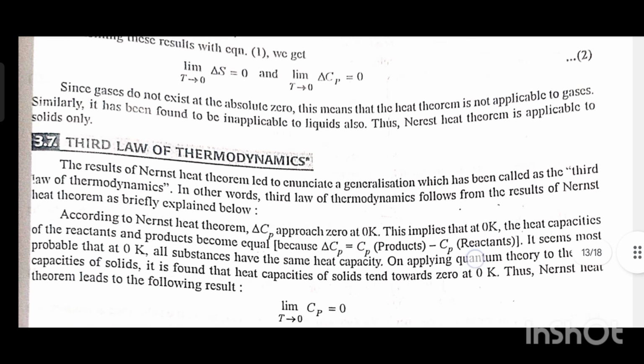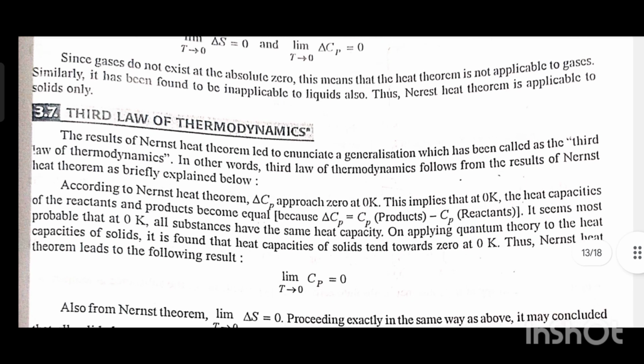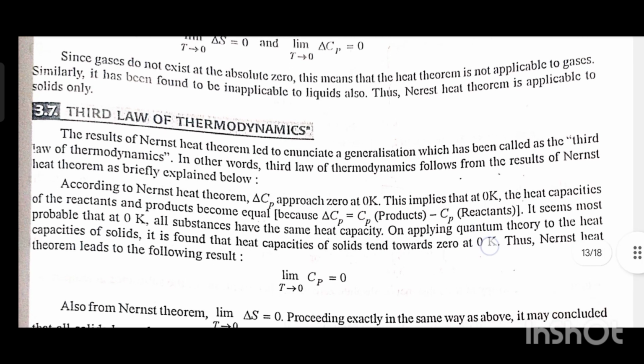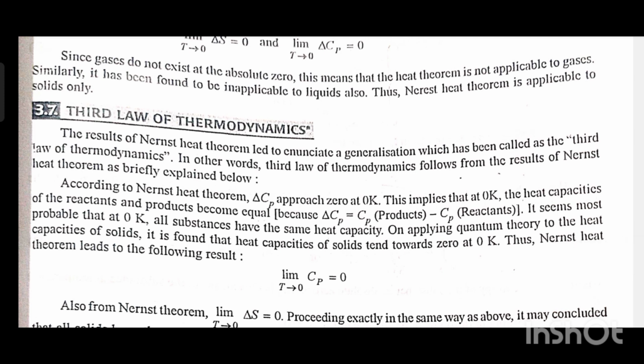That is equation 2. Since gases do not exist at absolute zero, this means that the heat theorem is not applicable to gases. Similarly, it can be found to be inapplicable to liquids also. Thus, the Nernst heat theorem is applicable to solids only.